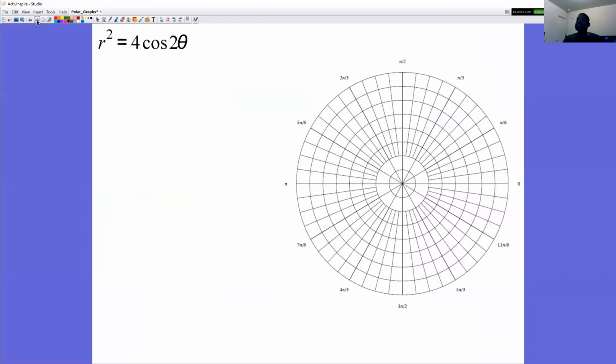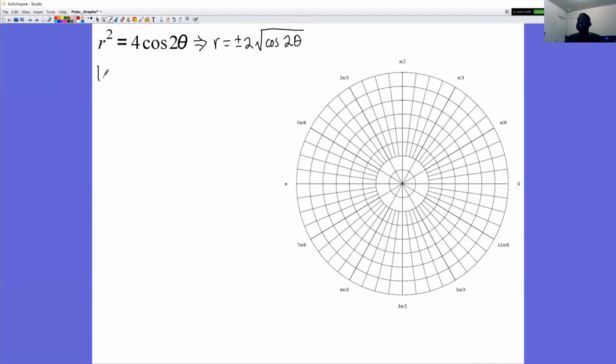All right. Last polar equation. Here, notice that we have r squared this time. So what we have to do is solve for r. Solving for r gives us r equals plus or minus 2 times square root of cosine 2 theta.